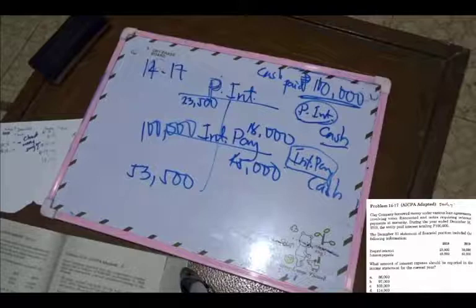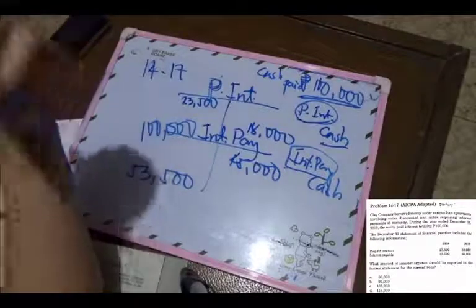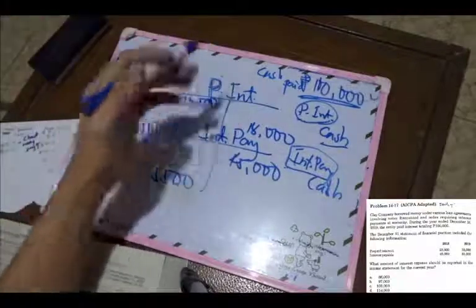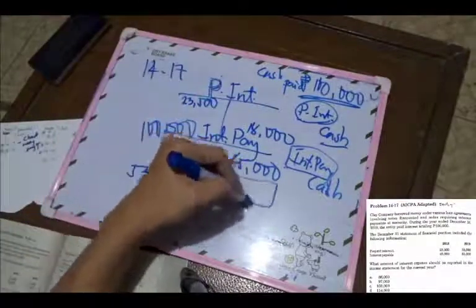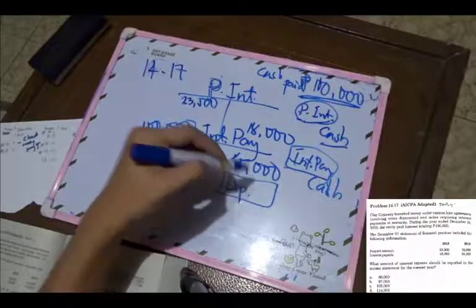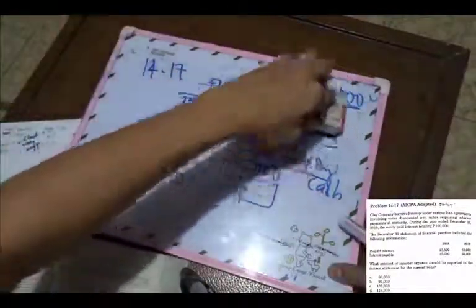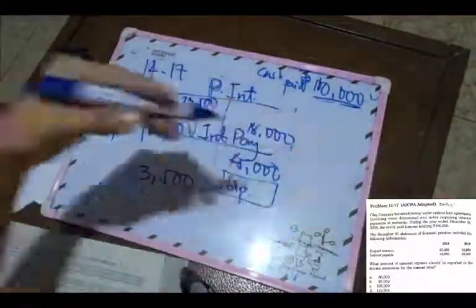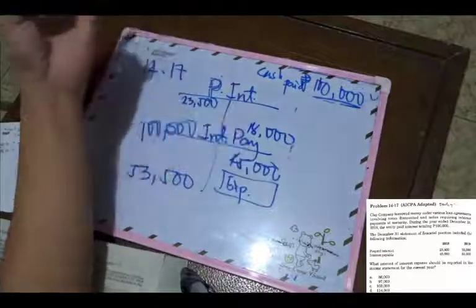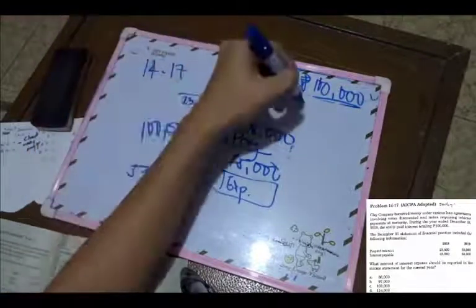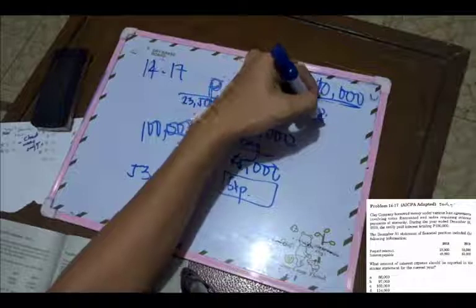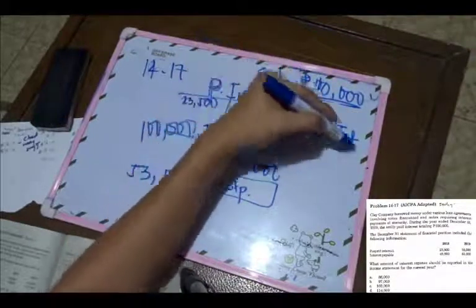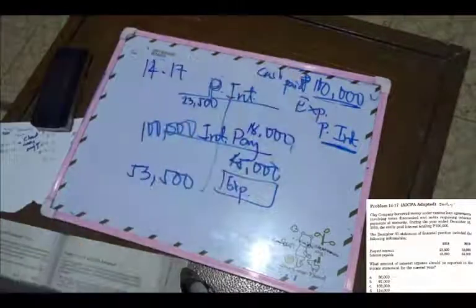So the question is, what amount of interest expense? So we're looking at an expense. So of course, it follows that it should be on the opposite side. But if you're going to analyze it, if there's a prepayment, what would be the adjusting entry to recognize an expense? It would be debit expense, credit prepaid interest. So, if there's an expense, prepaid interest is credited.